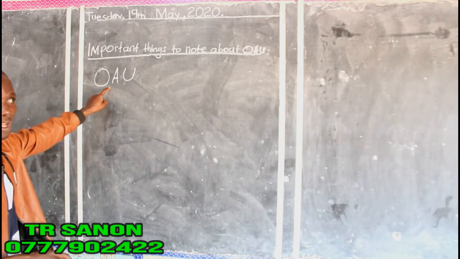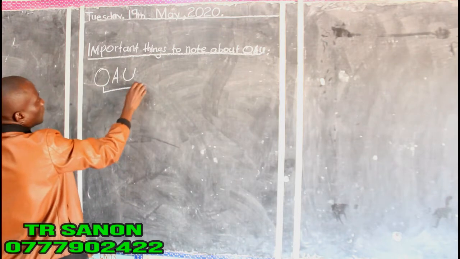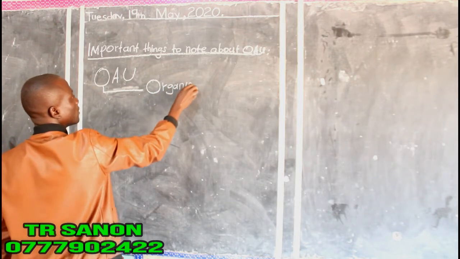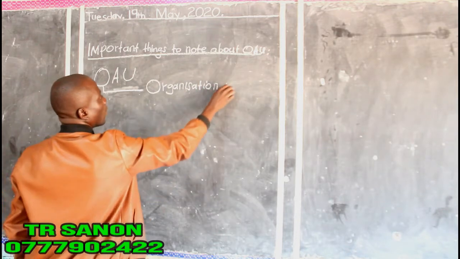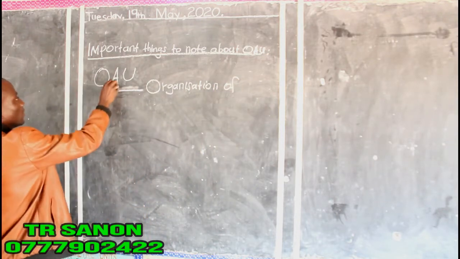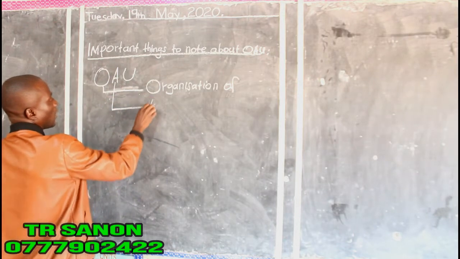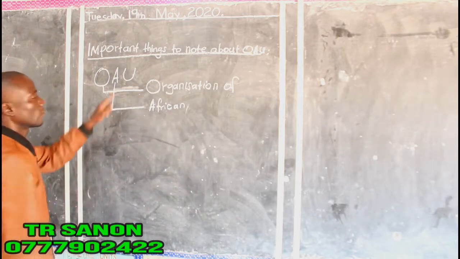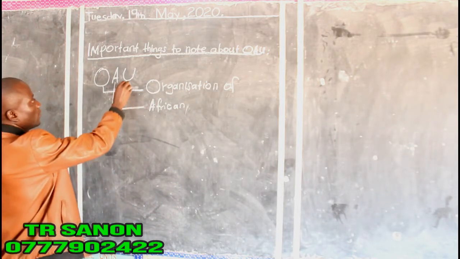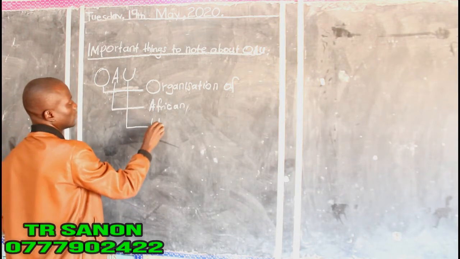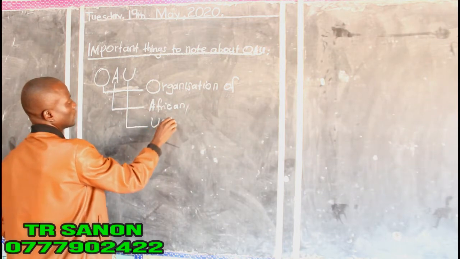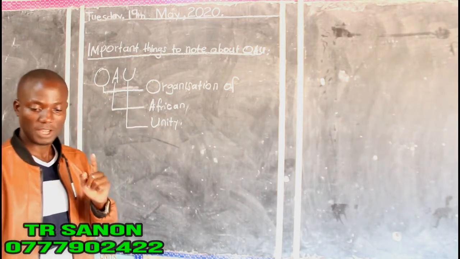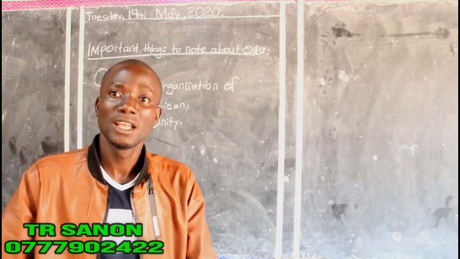You need to note the abbreviation as well. OAU: O stands for Organization, organization of, we shall add that. A stands for African. It's very important for you to take note of these letters and what they stand for. U stands for Unity. So in full, it's Organization of African Unity. That's point number one you need to note. Take note of the letters and what they stand for.